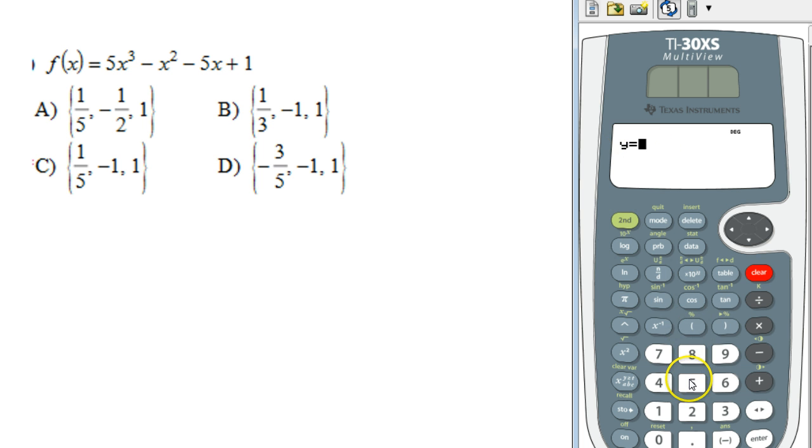So what you would want to do to use your calculator to help you find all the zeros is type it into your calculator. So I hit my table button and now I'm typing 5x to the third power minus x squared minus 5x plus 1.